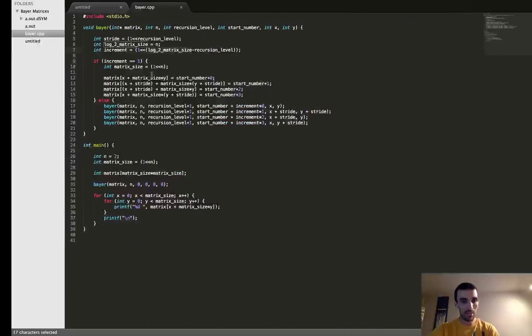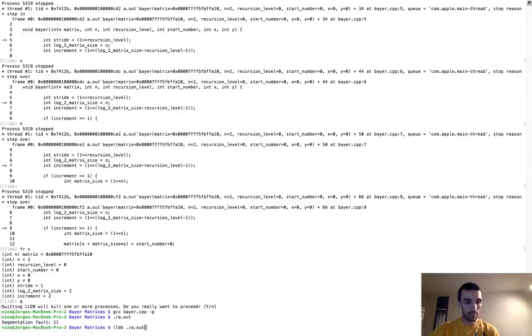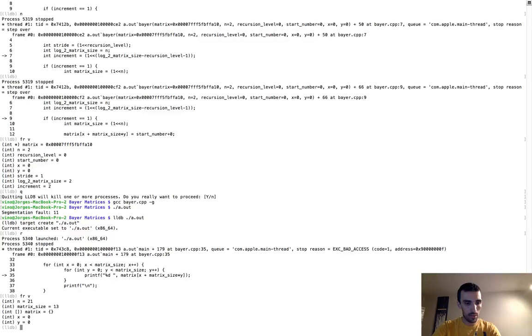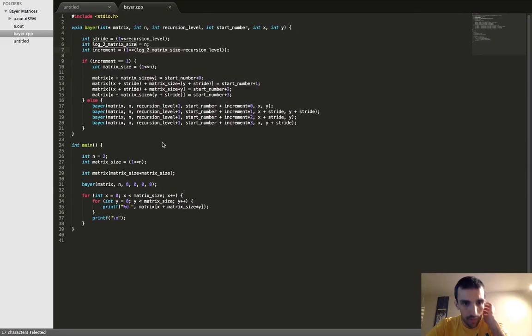Oh, now I got a seg fault. Ooh, that's interesting. Where's my seg fault? Did I overwrite the array somehow? I overran the array. My matrix size is 13. That's not right. 1 left.